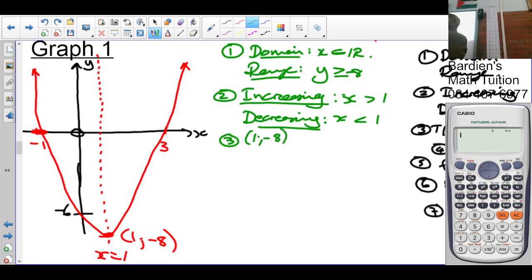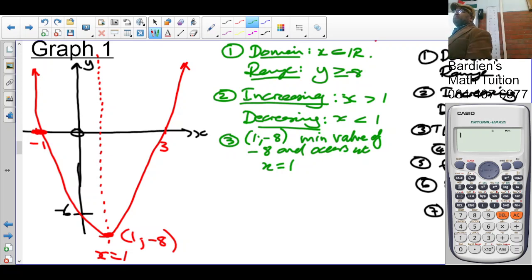Does this graph have a maximum or a minimum value? It has a minimum. Alright, it has a minimum value of negative 8 and occurs at x is equal to 1. Remember we did this when we did completing the square, and this way it fits in as well.